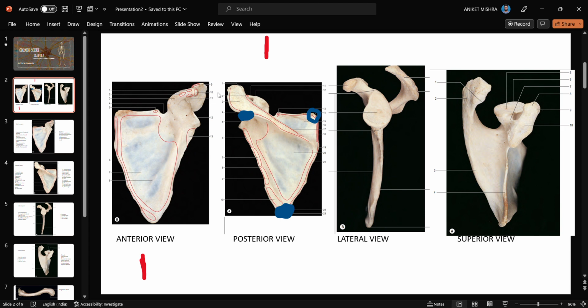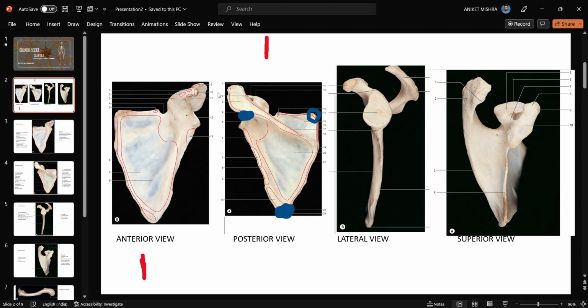So these are the things that are present on the surface. The scapula is a large flat triangular bone present at the upper part of the posterolateral aspect of the thorax. It has two surfaces, the costal surface and the dorsal surface. It has three borders: the superior border, lateral border, and medial border. It has three angles: the superior angle, inferior angle, and lateral angle.